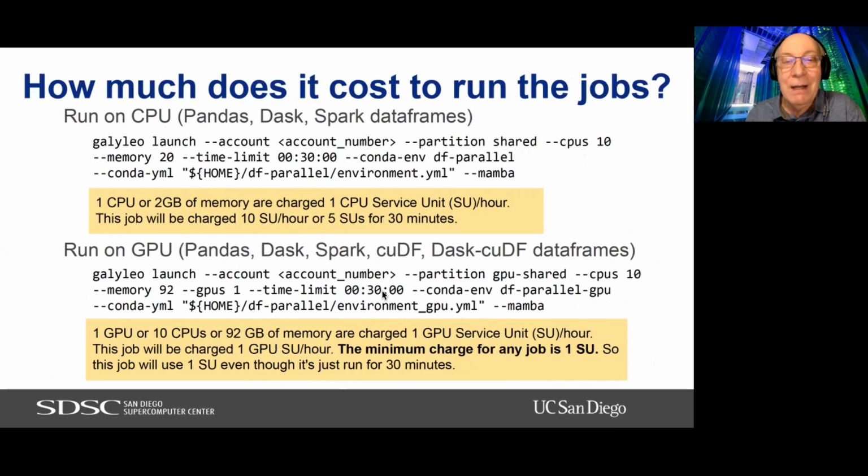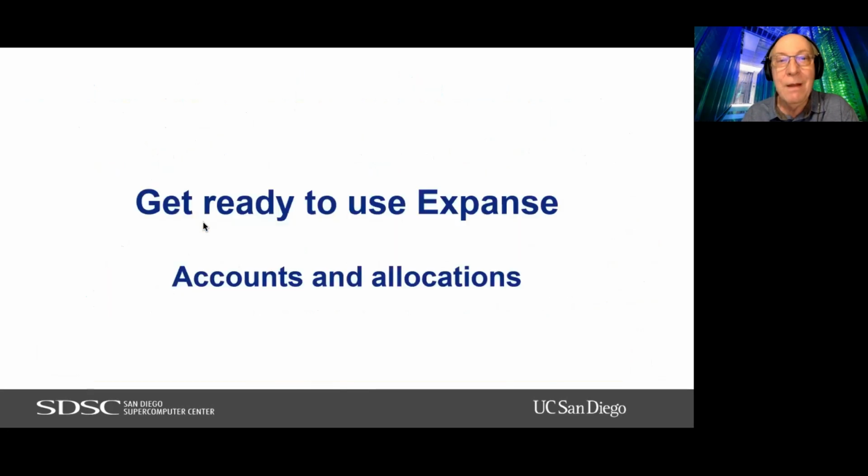But we're only running it for 30 minutes, right? But there's a catch, because the minimum charge for any job is 1 service unit. So that's also something to keep in mind. So this job, although it only runs for 30 minutes, you still pay the charge for 1 hour, which is 1 service unit. So when you think about scaling, you also need to think a little bit about how you're being charged here, and how much memory you need for your job.